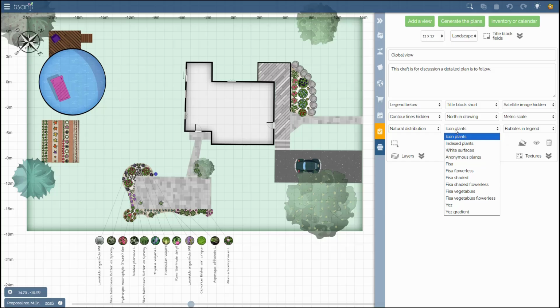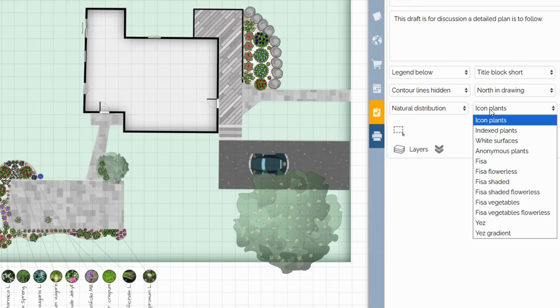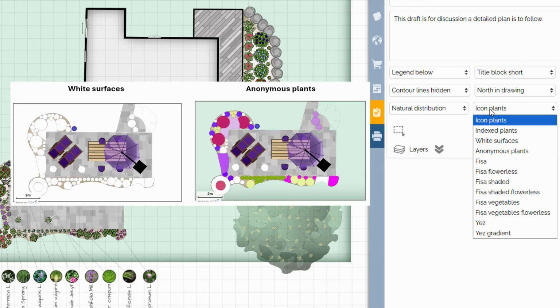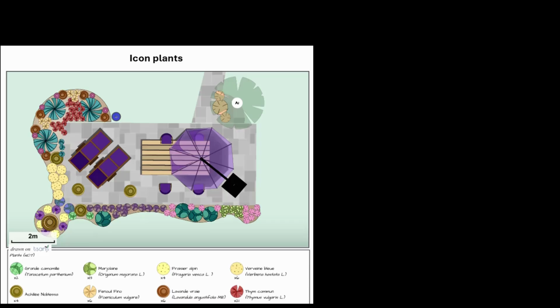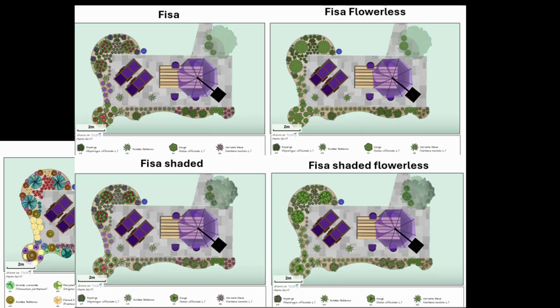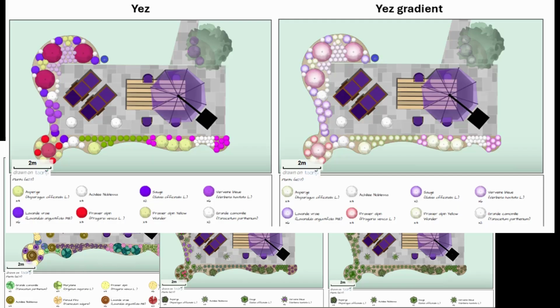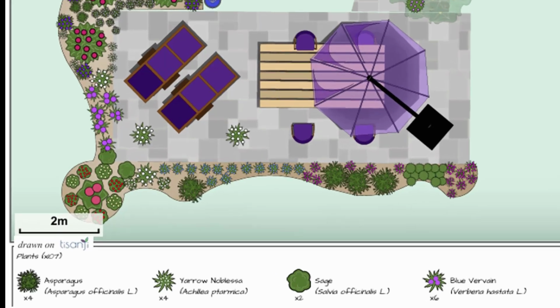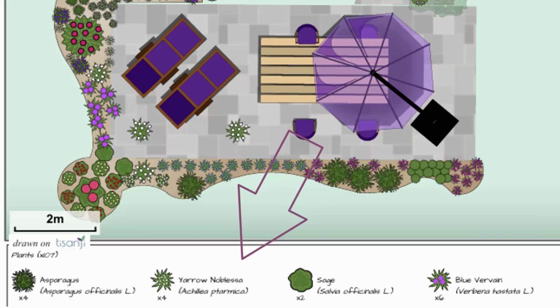The type of plant representations. And for professionals, you can decide whether you want to exclude the bubbles used in the plan from the legend. Let's go back to the representation of plants. Certain types of representation are anonymous, meaning that if you choose white or anonymous surface, the plants with this representation will be drawn but will not appear in the legend. For all other representations, all plants will be included in the legend with their common name, scientific name, and number.